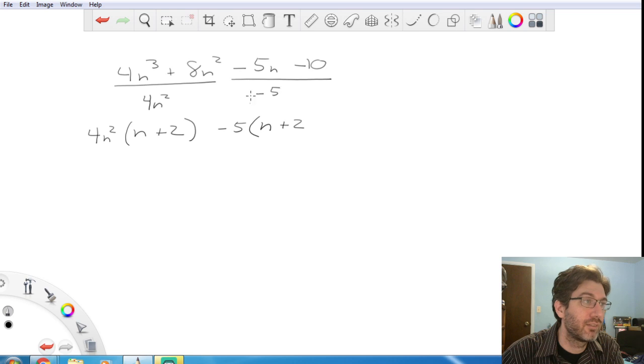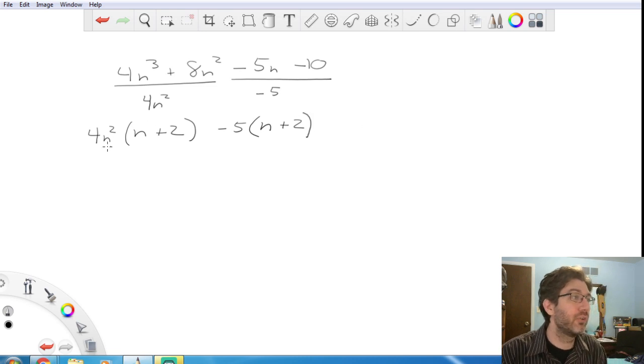This is negative 10 divided by negative 5, giving me a positive 2. Negative 5n divided by negative 5 gives me a positive n. And this 5 is negative because that's what I factored out. It is a negative 5.